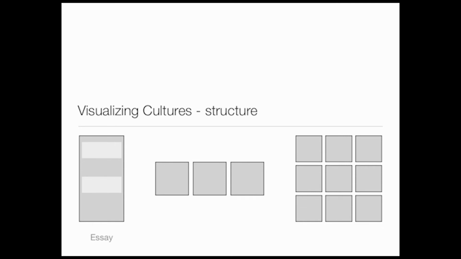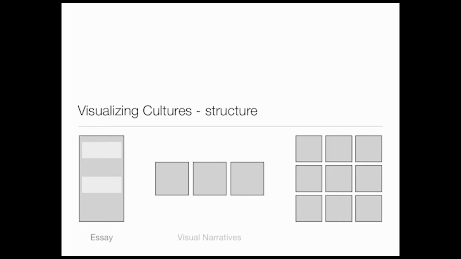So in Visualizing Cultures, we decided to integrate all these different modes of experiencing images. We have the essay, and that is a linear exposition by an expert, which mixes about 50% images and text. We have the visual narratives, where we take images thematically and string them together so that we're privileging the images themselves and your immersion in them.